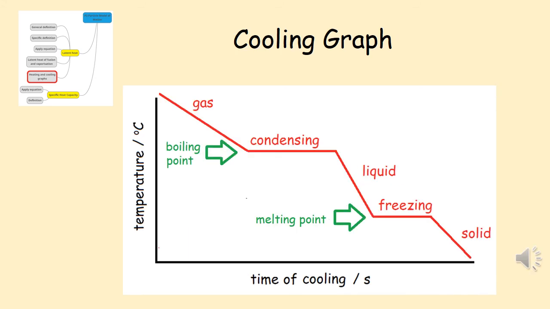The cooling graph is exactly the same but in reverse. So you start with a gas in this one. It cools down, so this time we're transferring energy to the environment. When the gas reaches the boiling point, it will then condense. Further cooling will carry on that condensing process until it has all turned into a liquid, but the temperature doesn't change. Then the temperature will continue to fall in the liquid phase until it reaches the melting point, at which point it will start to freeze.